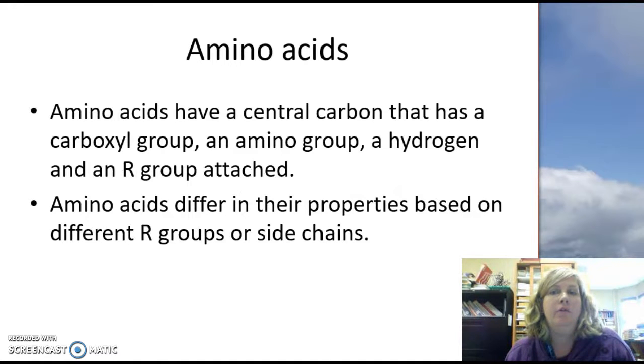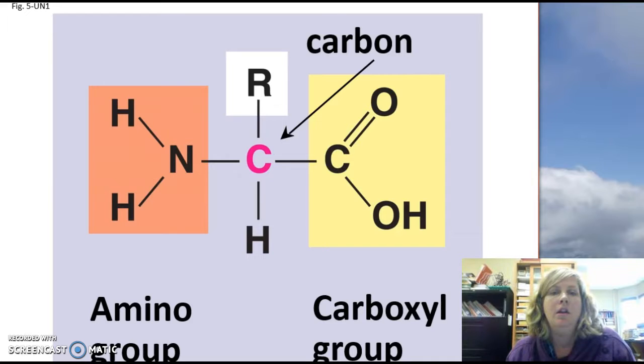Amino acids have a central carbon that has a carboxyl group, an amino group, a hydrogen, and an R group attached. Amino acids differ in their properties based on different R groups or side chains. So here's an example of an amino acid. You can see the amino group here in orange, and the carboxyl group here in yellow, and then the single hydrogen. There's the central carbon in hot pink, and then the R group. So the R group differs for every single amino acid.